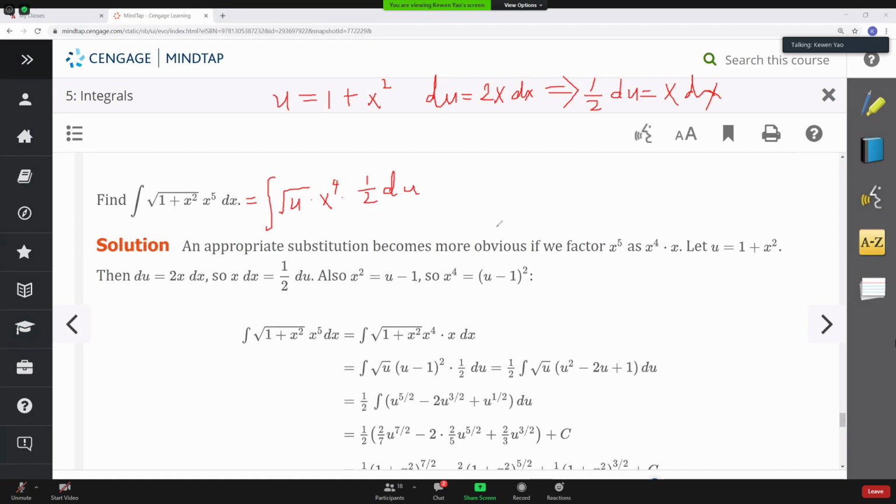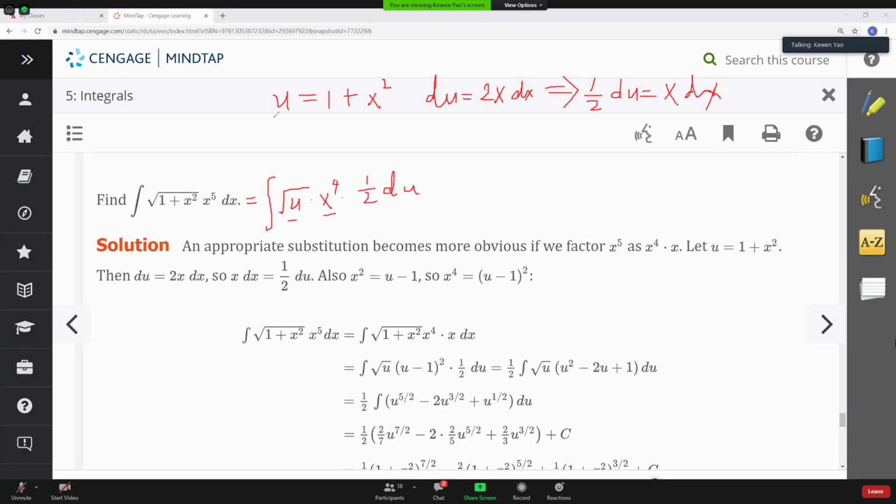But that's not very nice. Why is this not very nice? Because you have two variables here, right? You have u and you have x. This makes life more complicated. So you have to write x to the fourth in terms of u, right? That's a key step.